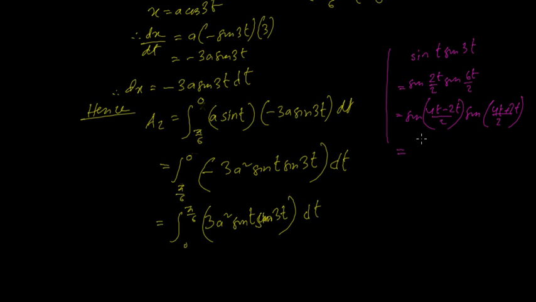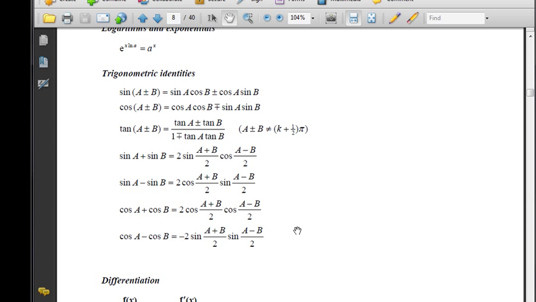So we can consider this to be the A and this to be the B. So we can write cos A minus cos B. That was the identity. So cos A minus cos B. All we need is A plus B by 2, A minus B by 2. But there's one more thing. There has to be a minus 2 here.